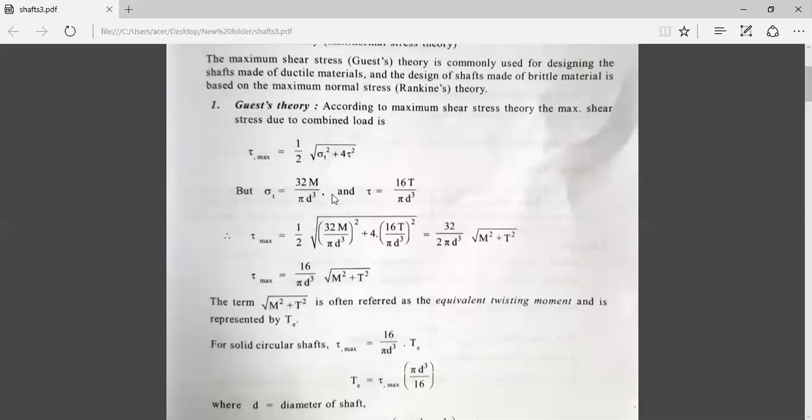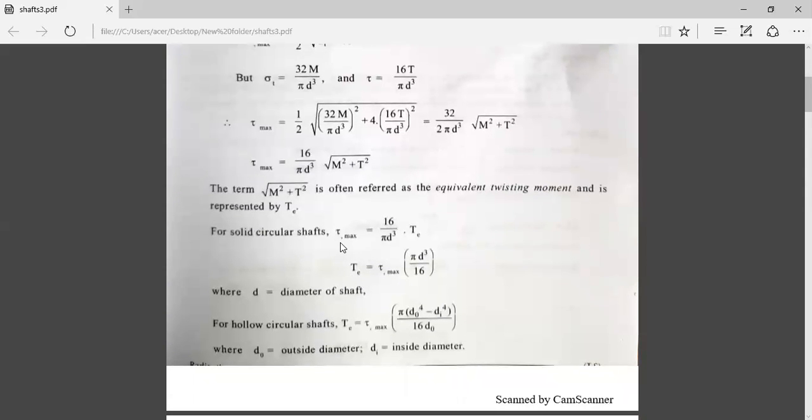So we are going to substitute these two values in the equation. Tau max is equal to half square root of sigma t, that is 32M divided by pi d cube, whole square, plus 4 into 16T divided by pi d cube, whole square, because tau means 16T by pi d cube, right? So after simplification, finally we get tau max is equal to 16 divided by pi d cube square root of M square plus T square. We have to remember this formula, right?